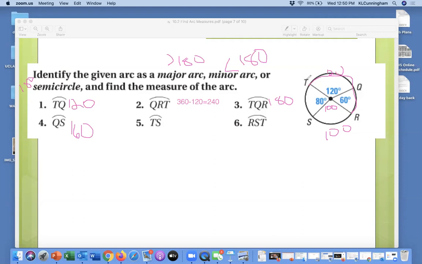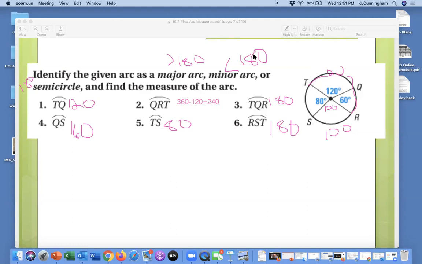TS, the short way, would be T to S, that would be 80 degrees. And then arc RST, so that's the long way. Well, when it's 3 letters, you don't really have options. You have to go through R to hit T, or through S to hit T. So RST would be 100 plus 80. That's 180. All right, let's go ahead and name these.